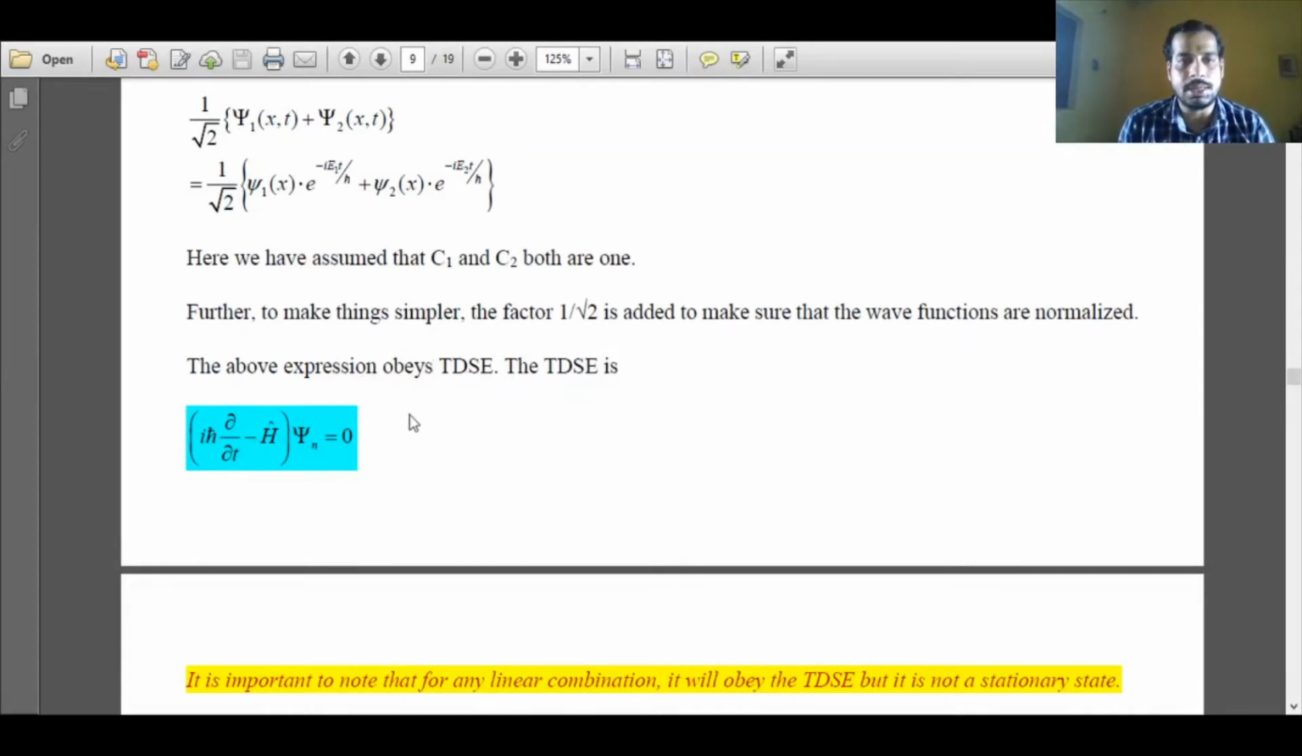What is the expression for the time dependent Schrodinger equation? It is i h bar d over dt minus the Hamiltonian operator, and that whole operator acts on the wave function. And what is the wave function here? The wave function here is the linear combination of two states, and that should be equal to 0. If this condition is satisfied, this is the time dependent Schrodinger wave equation. Actually, if we substitute psi n with this linear combination of states, then this condition will be satisfied.